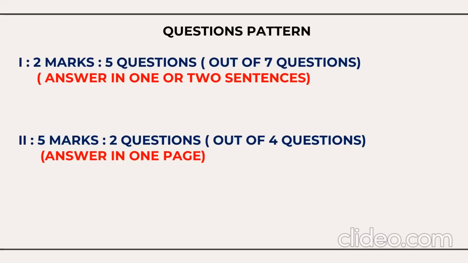How will the question be asked in this section? There will be 2 subsections for the course book questions. Number 1, you'll be asked 2 marks questions. Out of 7 questions, you need to answer 5 questions for 2 marks. Next, out of 4 questions, you need to opt for 2 questions for 5 marks. So 2 marks, 5 questions, and 5 marks, 2 questions: 10 plus 10, 20 marks. So the course book lessons have the weightage for 20 marks.